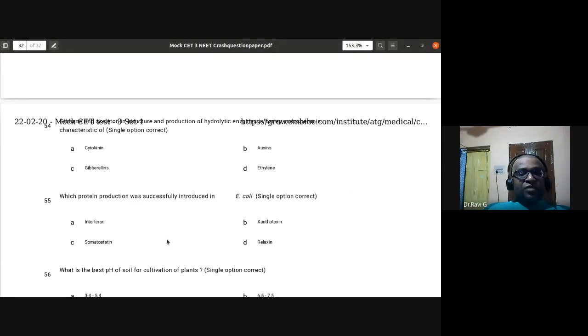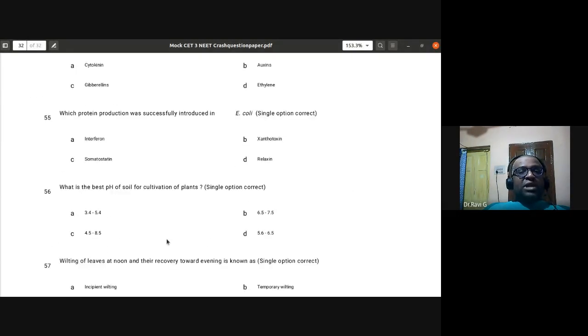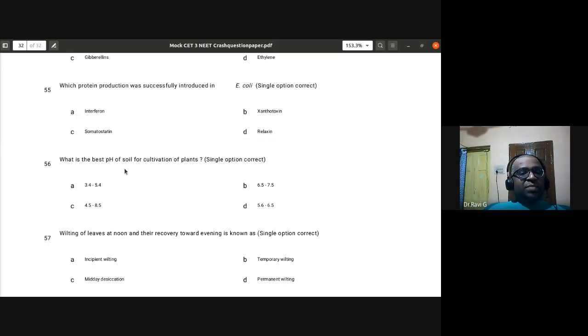Okay, so 55th: which protein production was successfully introduced in E. coli? Interferon, xanthotoxin, somatostatin, relaxin. So it is somatostatin, the protein whose production was successfully introduced in E. coli.